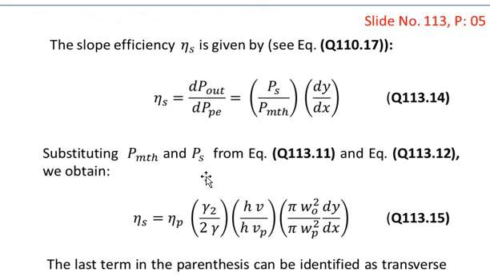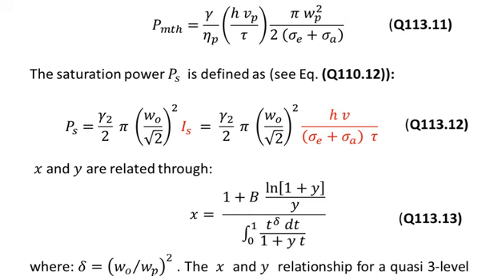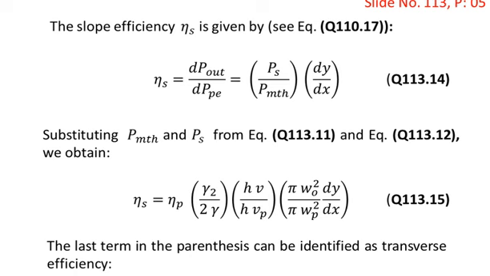Now here we can substitute the value of P threshold and Ps, that is the saturation power and the threshold power obtained over here in equation number 11 and equation number 12, in this expression, that is in equation number 14, and then we obtained the following result. That is eta s is equal to eta p times gamma 2 over 2 gamma multiplied by h nu over h nu p multiplied by pi omega naught square over pi wp square and then multiplied by dy over dx.